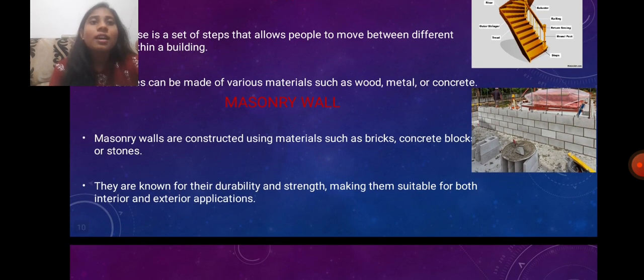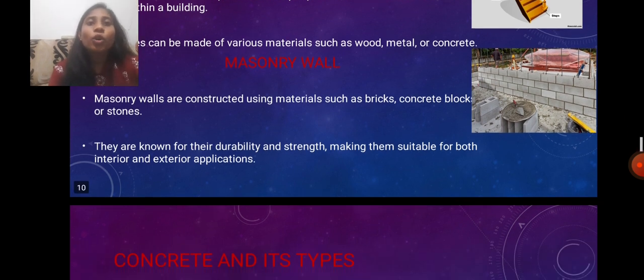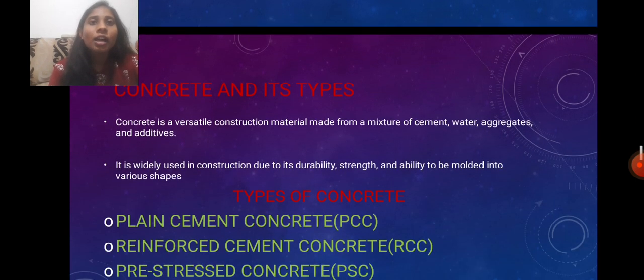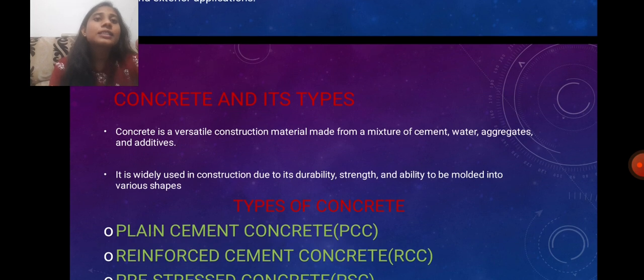Masonry walls. Masonry walls are constructed using materials such as bricks, concrete blocks and stones. These are known for their durability and strength, making them suitable for both interior and exterior applications. Next, let's learn about concrete and its types.